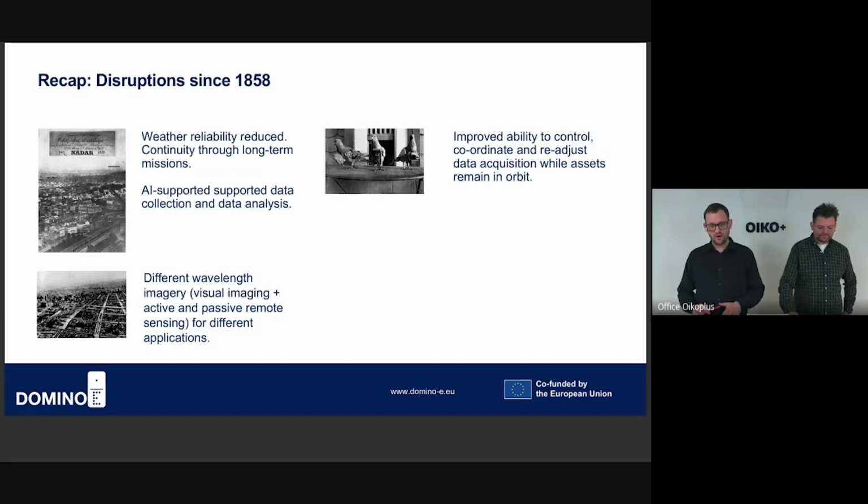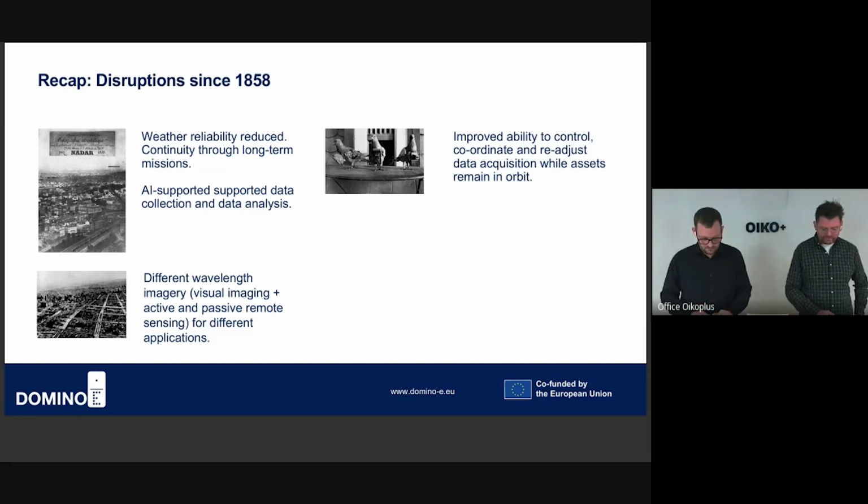At least, if we're also talking about capabilities that are not yet there, these are capabilities that satellite constellations are aiming for.